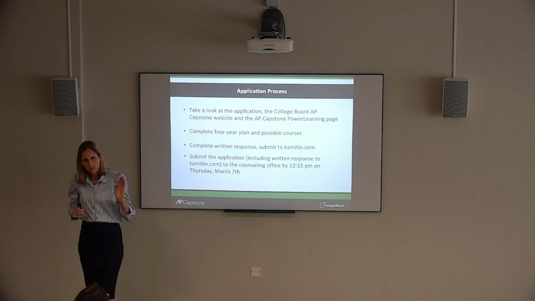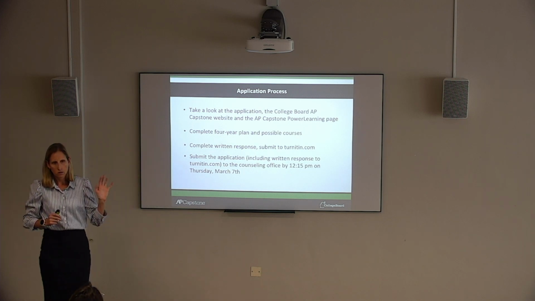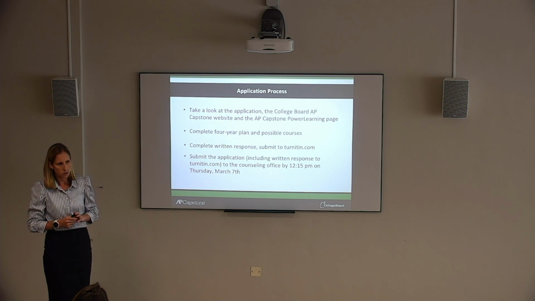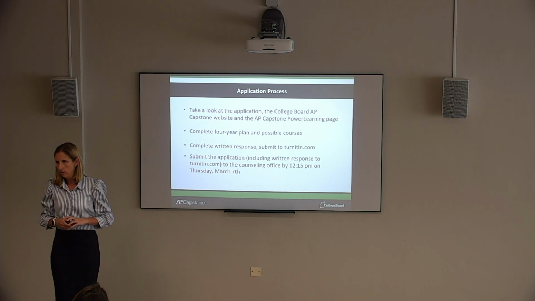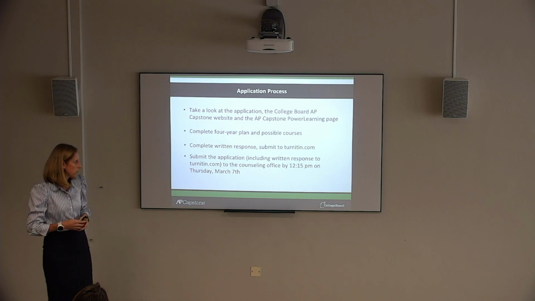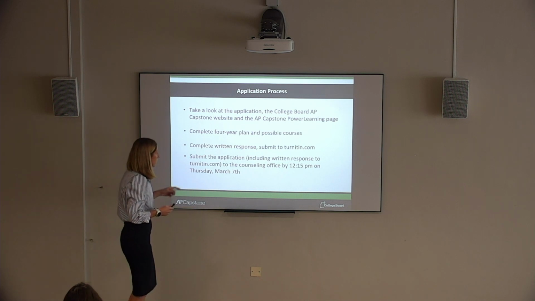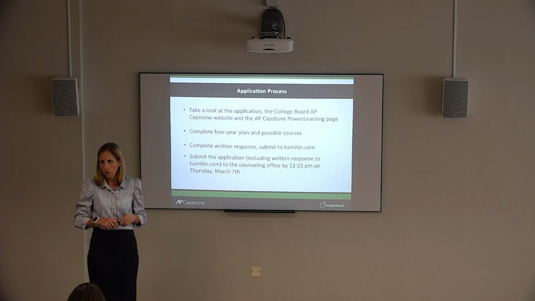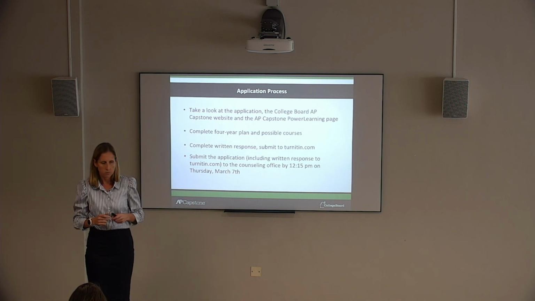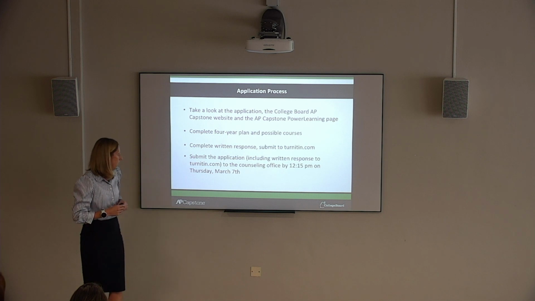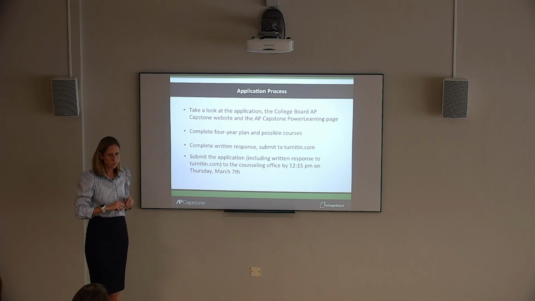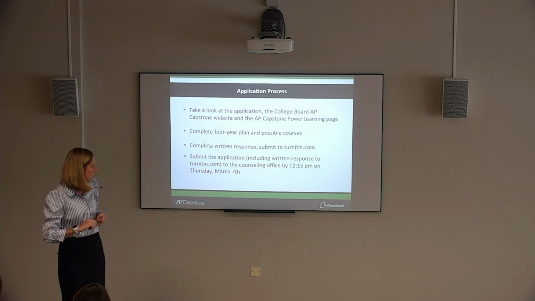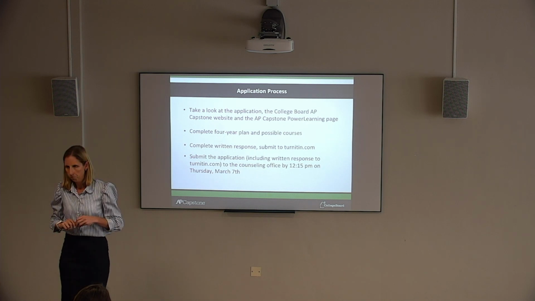Start with completing that 4-year plan. Really think of what are the outcomes that you want before graduation. What are the APs you want to prioritize? Does this fit in with your son or daughter's goals? You need to complete the written response, and just a reminder that needs to be submitted through turnitin.com because we're obviously checking for plagiarism. And everything is due to the counseling office, Mrs. Thompson helps me out with a lot of the things I do, by 12:15 p.m.